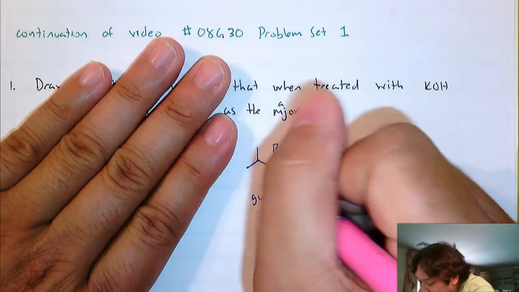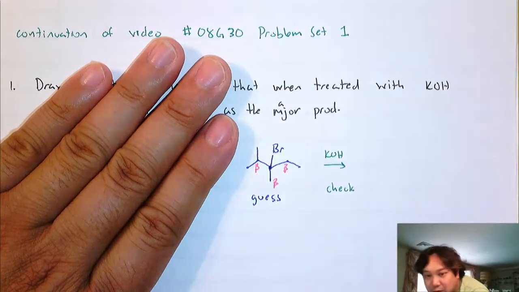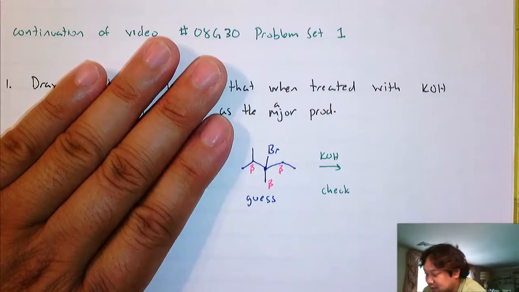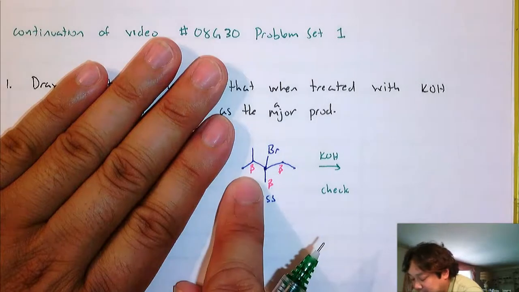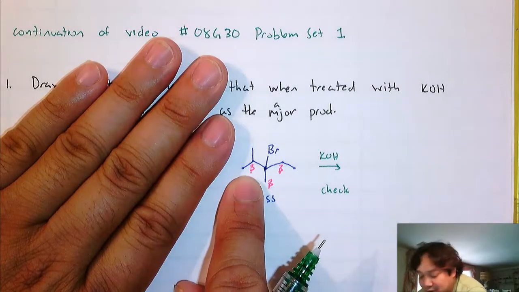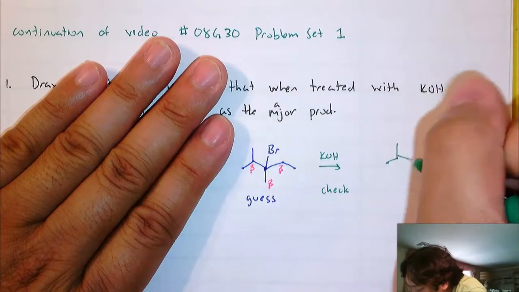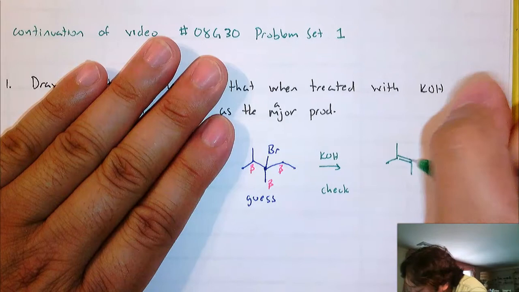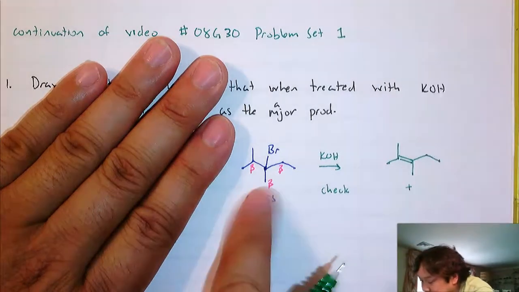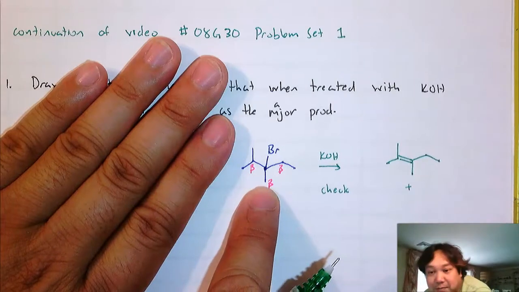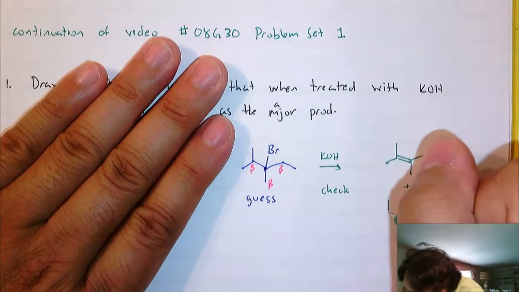Now we have 3 beta carbons. We have 1, 2, and 3. But this was actually a better problem than I expected. Let's take off the beta hydrogen off of the beta carbon on the left first. And I have this. Plus, what if I take the beta hydrogen on the bottom? We have this.